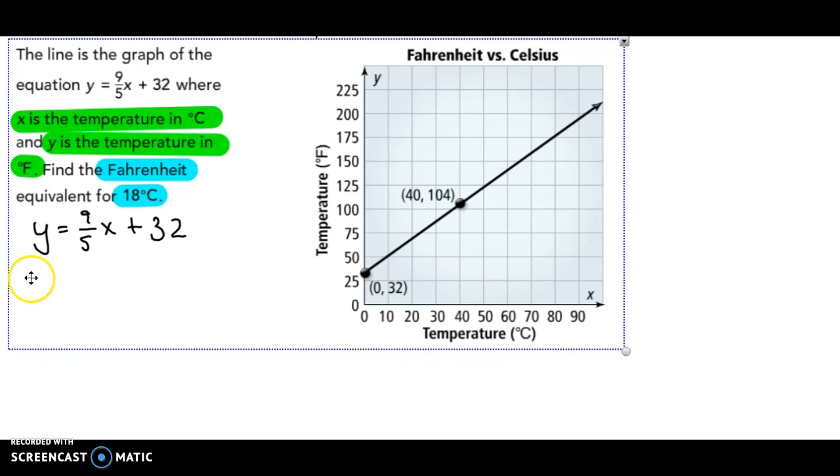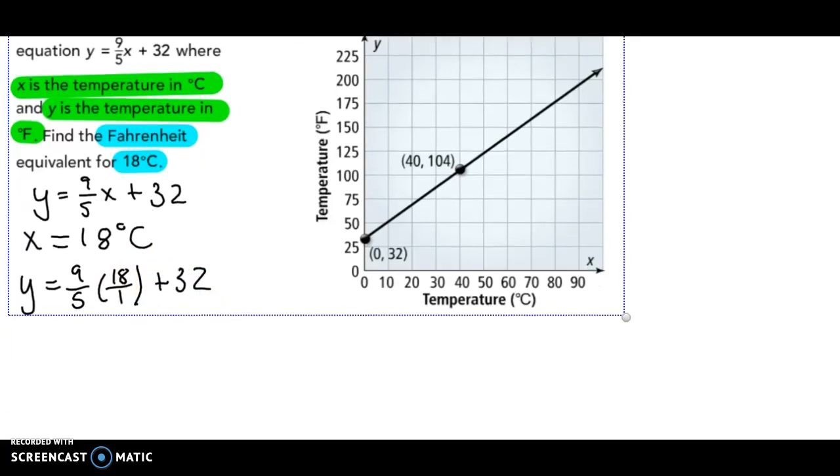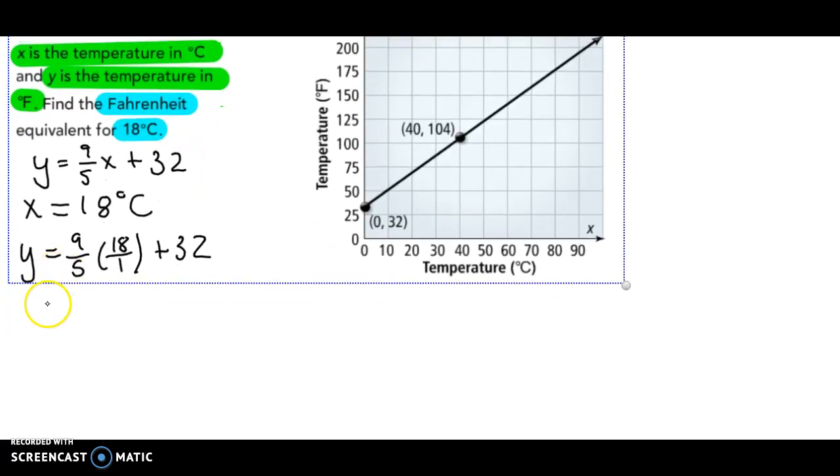So in all reality, if we know that our x represents our Celsius, that means that x is given to us as 18 degrees Celsius. So we can take our x and plug it in our equation. So we have y equals 9 over 5 times 18 over 1 plus 32. And we're now solving for our y, which is our Fahrenheit. So we get 9 times 18, which is 162, over 5, plus our 32 over 1.